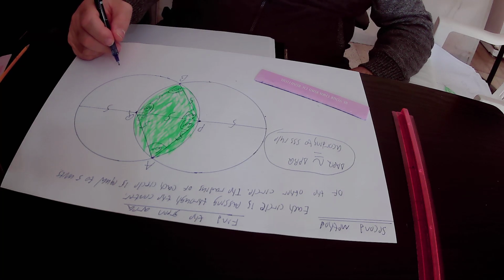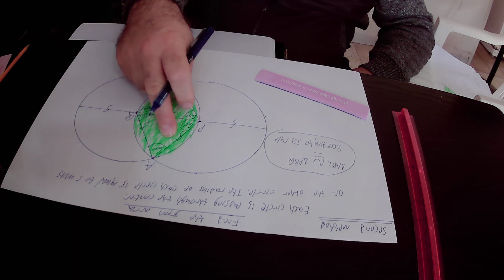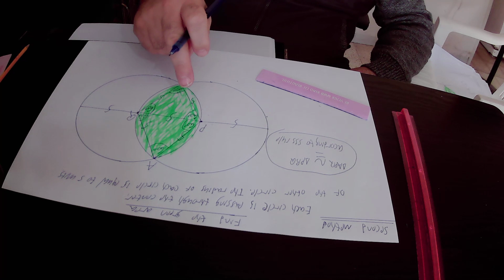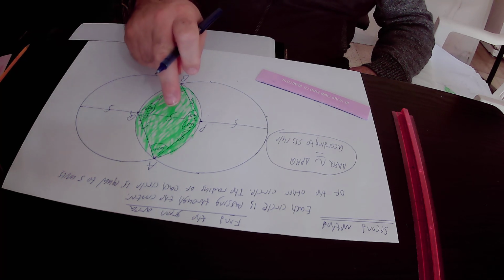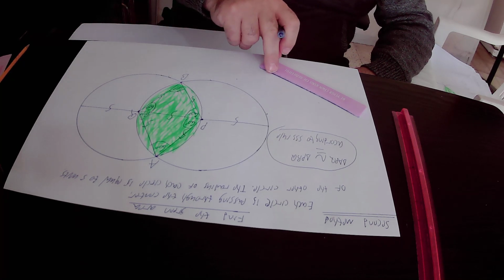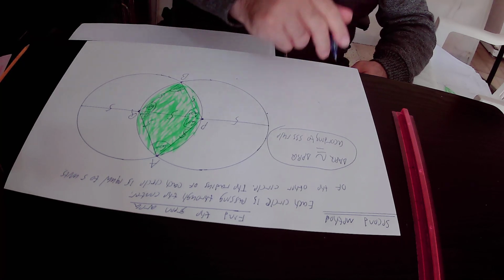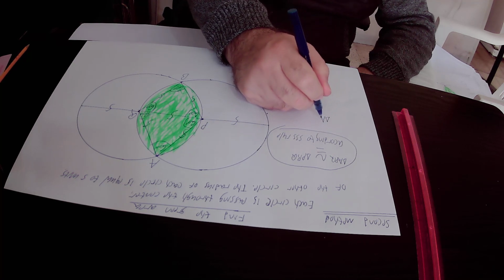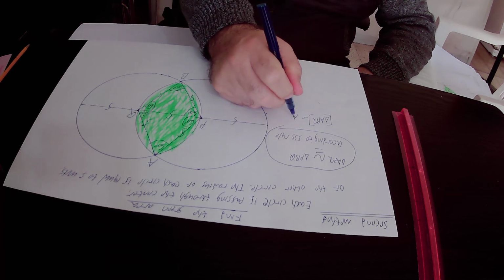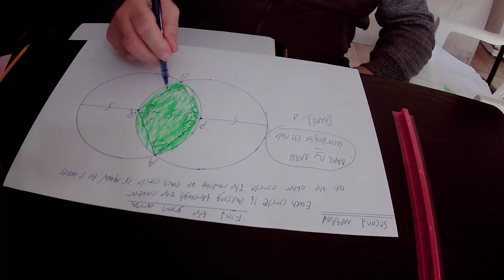Therefore, because those two equilateral triangles are congruent to each other, we can conclude that the area of triangle APQ is equal to the area of triangle PBQ.